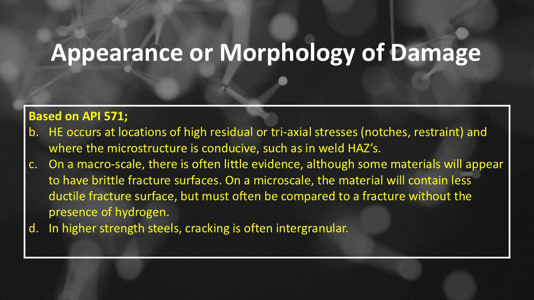Number B, HE occurs at locations of high residual or triaxial stresses, notches, restraint, and where the microstructure is conducive, such as in weld HAZs. Number C, on a macro scale, there is often little evidence, although some materials will appear to have brittle fracture surfaces. On a microscale, the material will contain less ductile fracture surface, but must often be compared to a fracture without the presence of hydrogen. Number D, in higher strength steels, cracking is often intergranular.